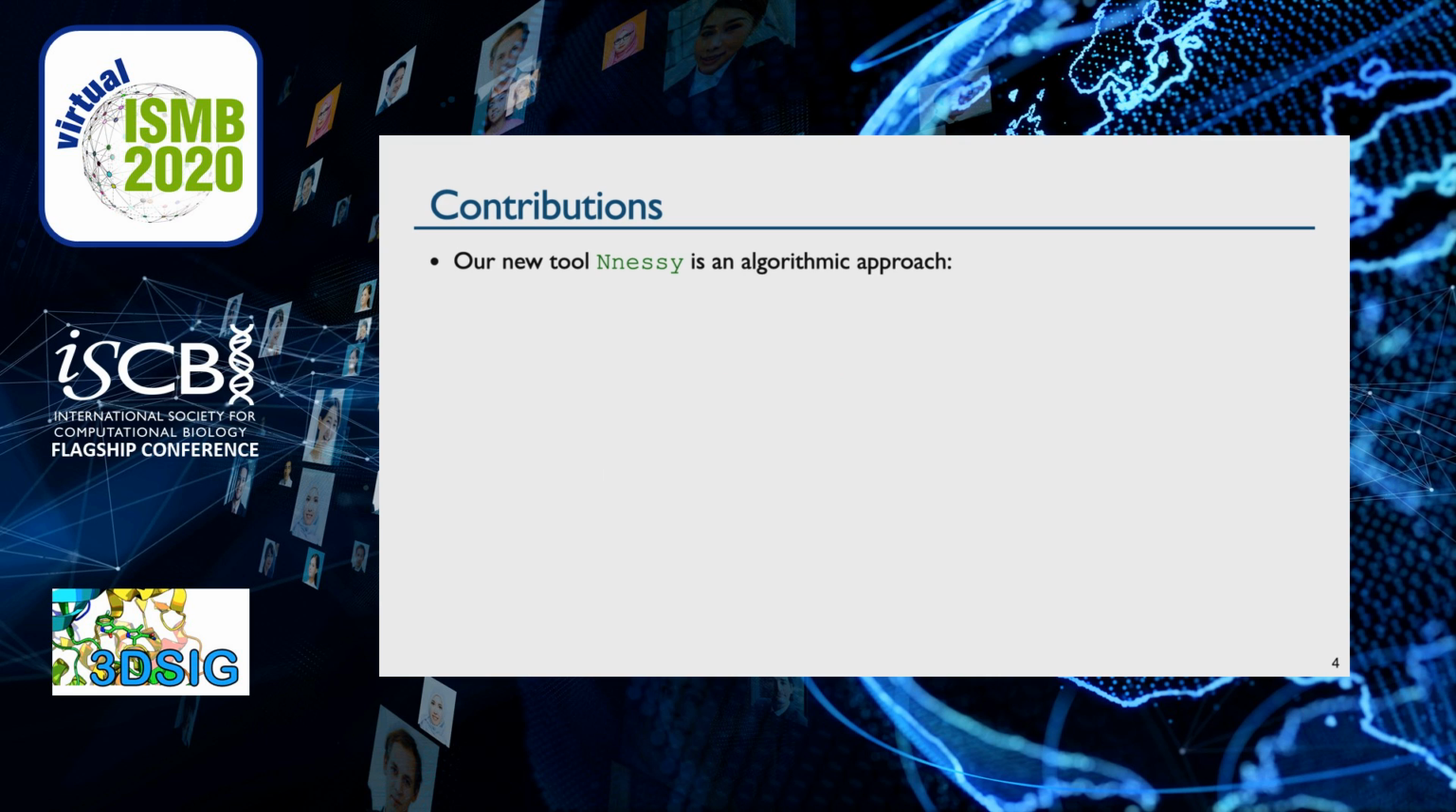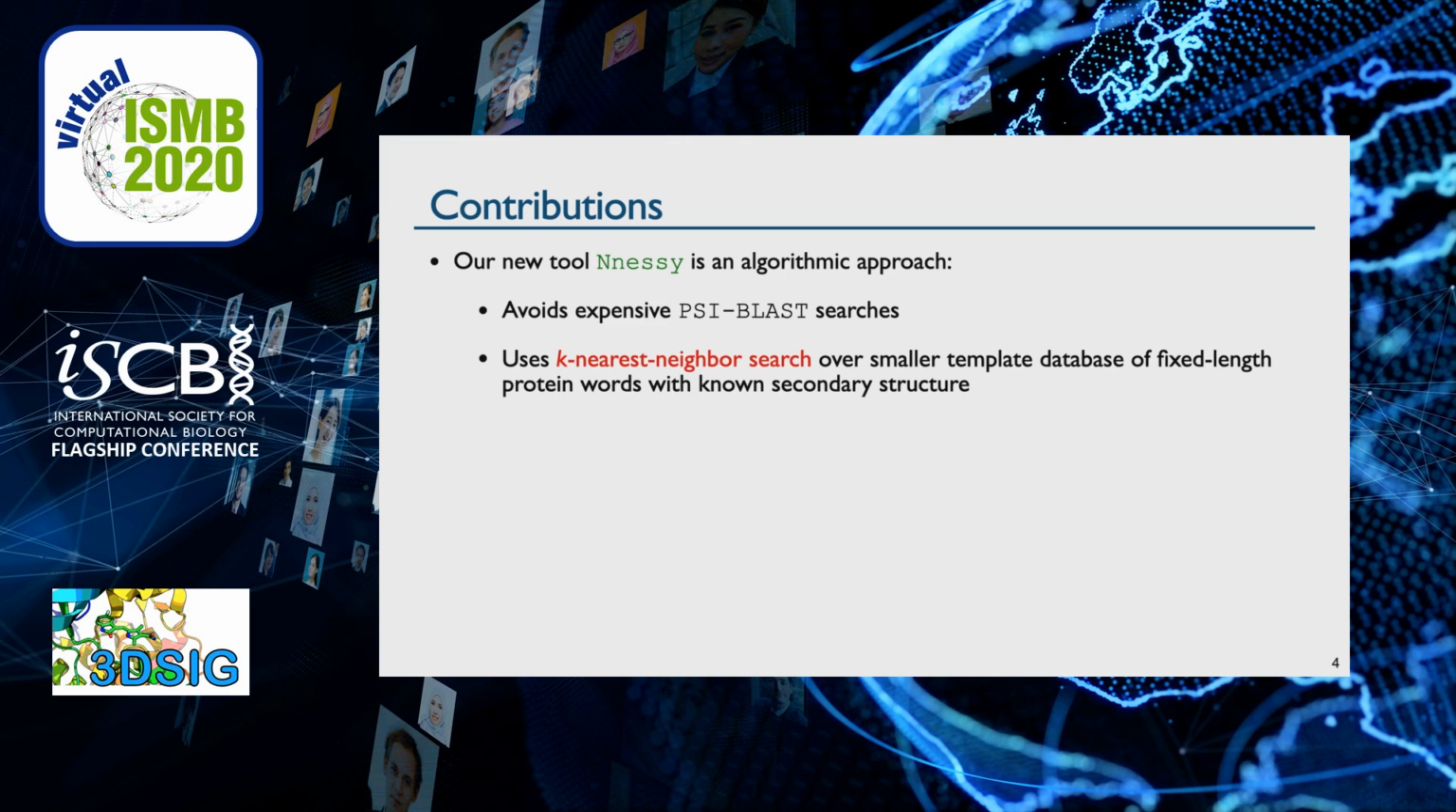In contrast, our new tool NESI is an algorithmic approach to protein secondary structure prediction, which avoids expensive SciBlast database homology searches. NESI is a template-based tool and uses k-nearest neighbor search over a smaller template database of fixed-length protein words with known secondary structure. These words are searched under a distance metric that obeys the triangle inequality, so we can leverage algorithms for nearest neighbor search over a metric space, so the problem is much more structured.